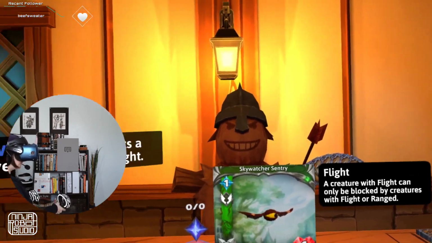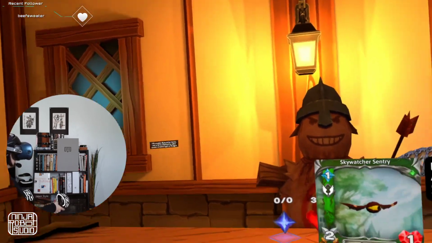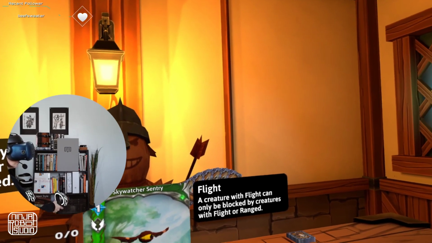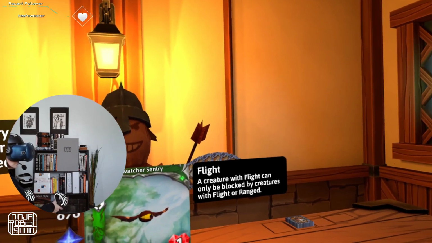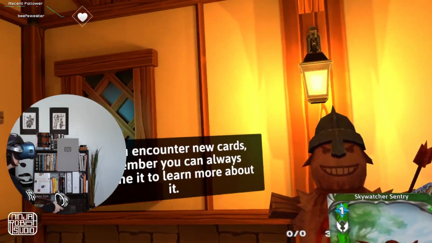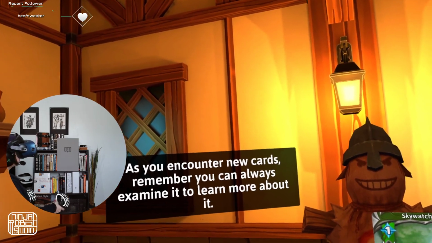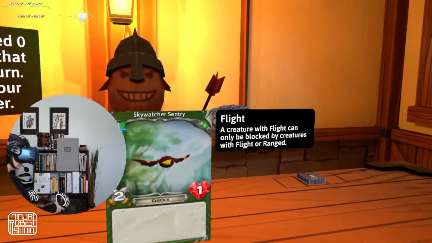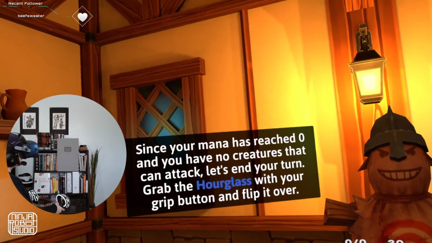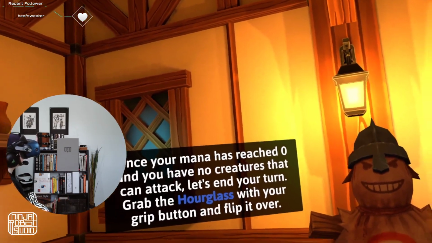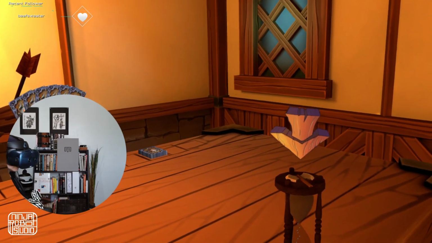The wing icon represents a passive ability called Flight. This means Skywatcher Sentry can only be blocked by other creatures with flight or ranged. As you encounter new cards, remember you can always examine it to learn more about it. Since your mana has reached 0 and you have no creatures that can attack, let's end your turn. Grab the hourglass with your grip button and flip it over.